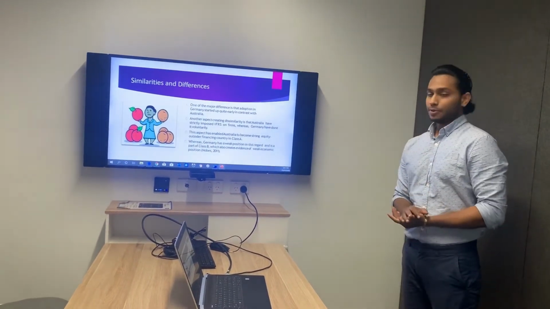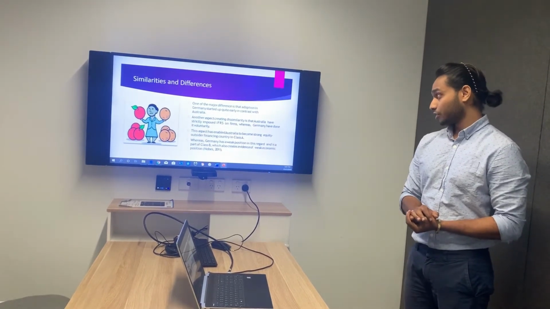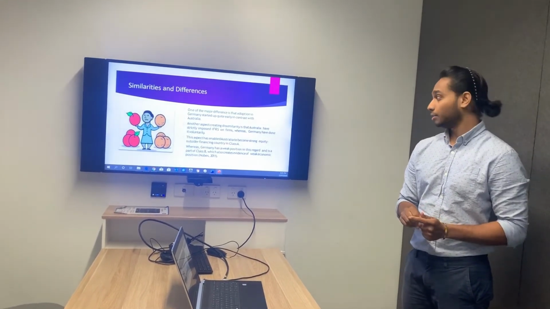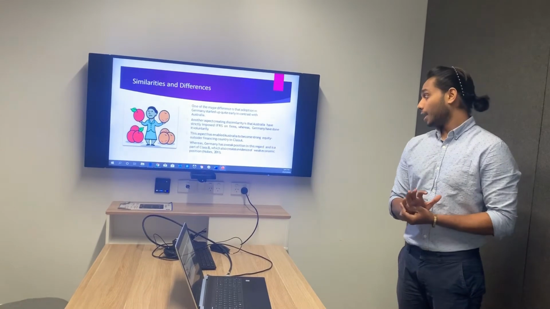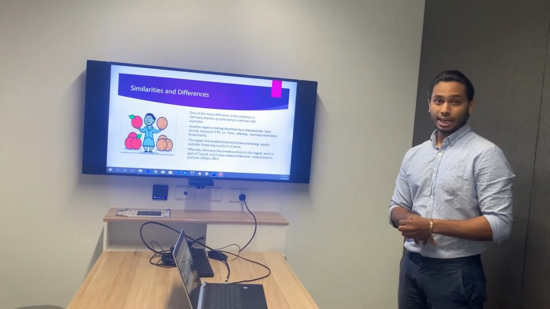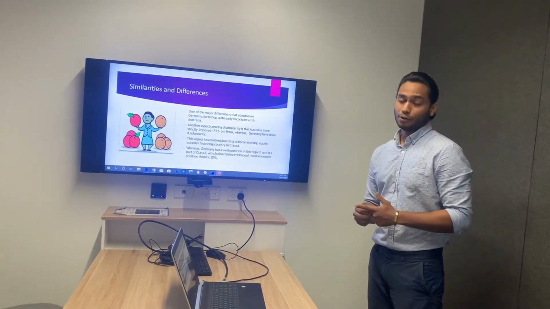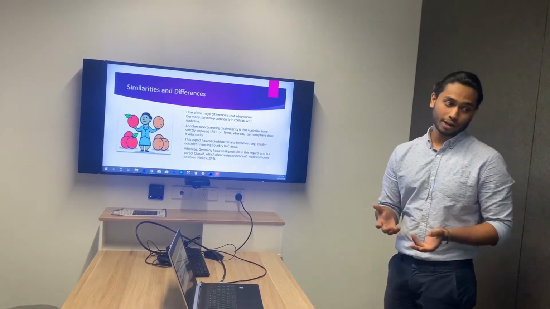Next is similarities and differences between these. One of the major differences is that adoption in Germany started a little bit earlier than Australia. Another aspect creating this difference is that Australia has strictly enforced IFRS on firms, whereas Germany has done it voluntarily. They did not do it strictly as Australia.